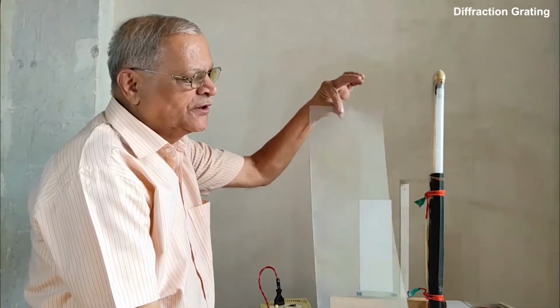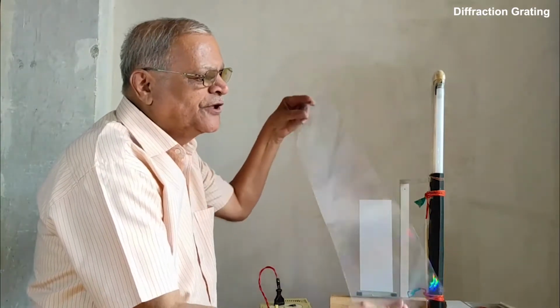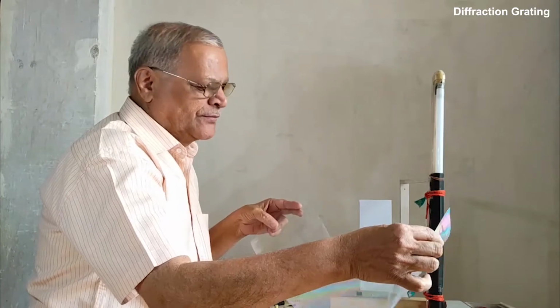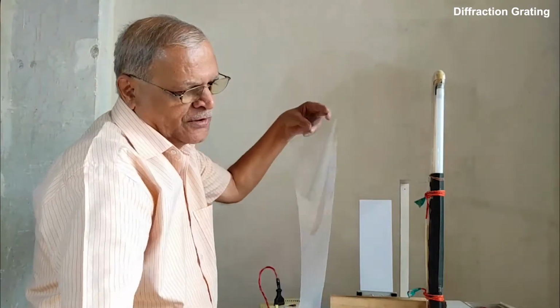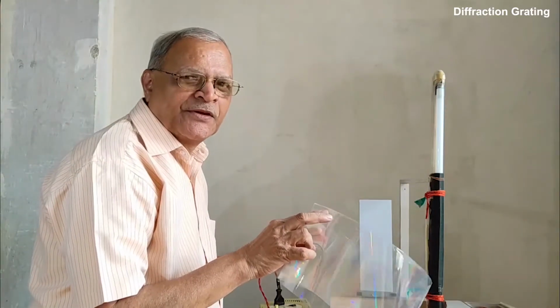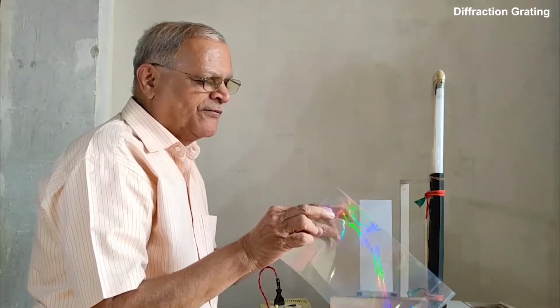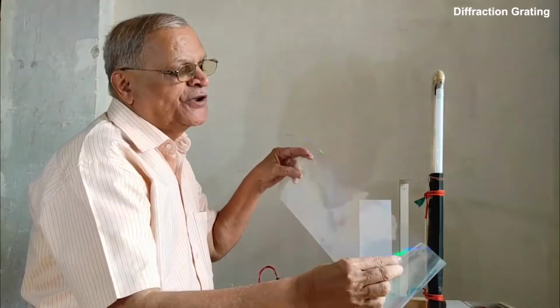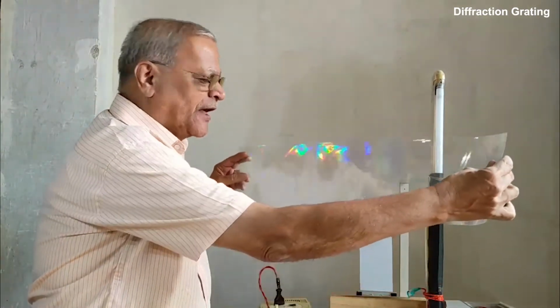Special thin film diffraction grating. This diffraction grating has parallel lines very close to each other. In 1 millimeter there are 1000 lines. We call it 1000 lines per millimeter, or you can say 25,000 lines per inch. In 1 inch there are 25,000 lines.